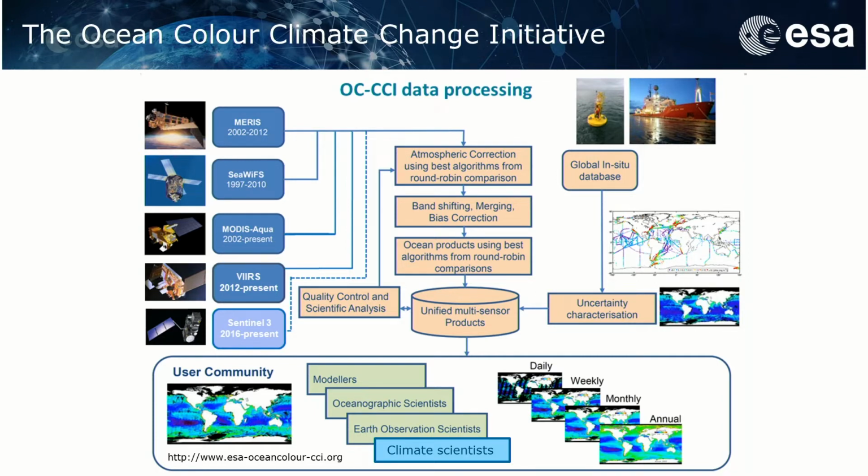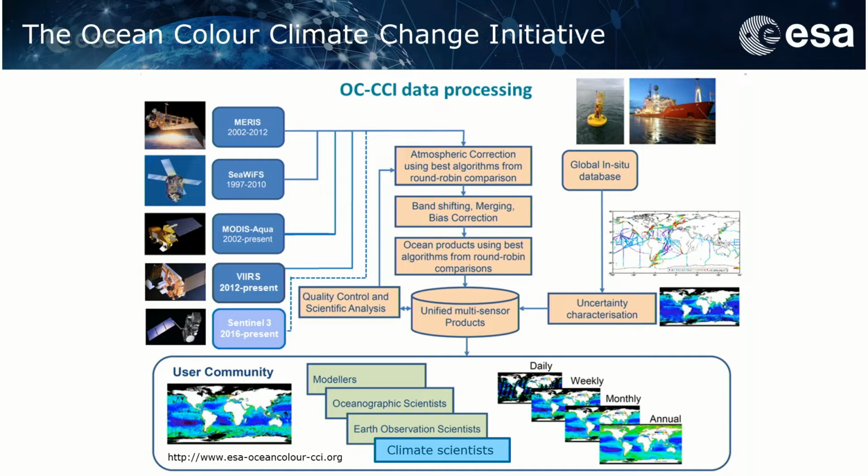To do that, we do a series of round-robin comparisons, and this is quite an open process. So we test a number of different atmospheric correction algorithms on all these sensors, and we determine which one is the best, both in terms of performance, but also in consideration that we want to have a climate quality data set.